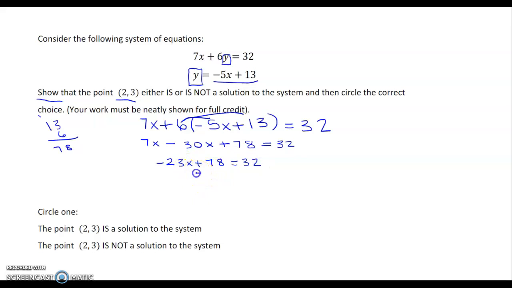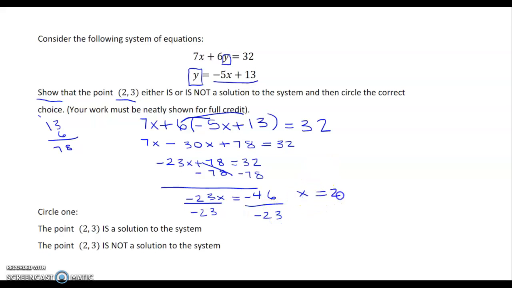Get the negative 23x alone, so minus 78 from each side. So we have negative 23x. With 78, it's really like we're subtracting, so we'll get a negative 46. We divide by negative 23 on each side, and we get x equals 2. Okay, so we've shown that the 2 part is a solution.